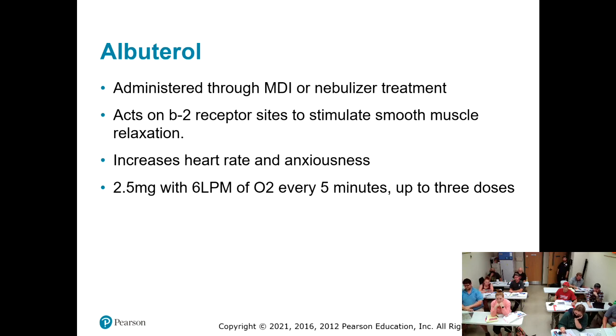The heart rate component of albuterol is pretty insubstantial. I've never seen it really like... Someone's at 100 beats per minute, and then you give them albuterol, and they shoot up to 130. It's going to be a very small noticeable increase, like maybe 105, maybe 110.